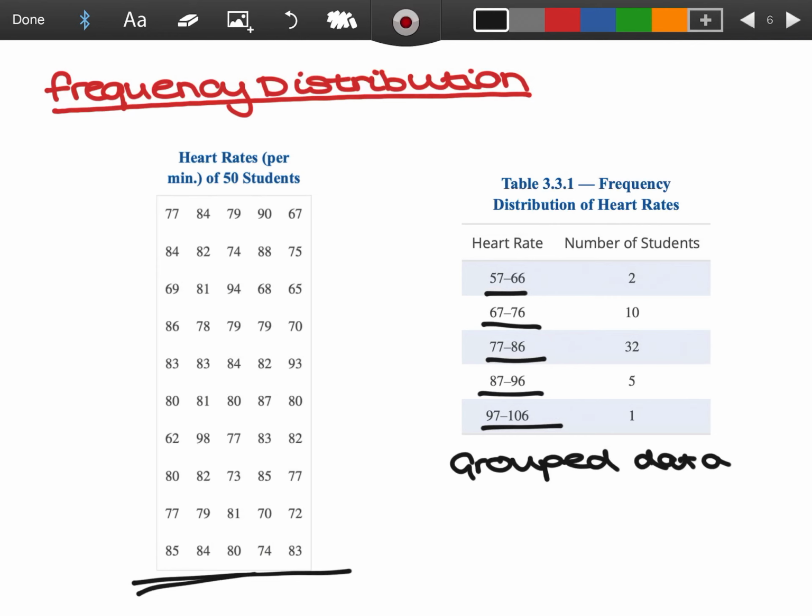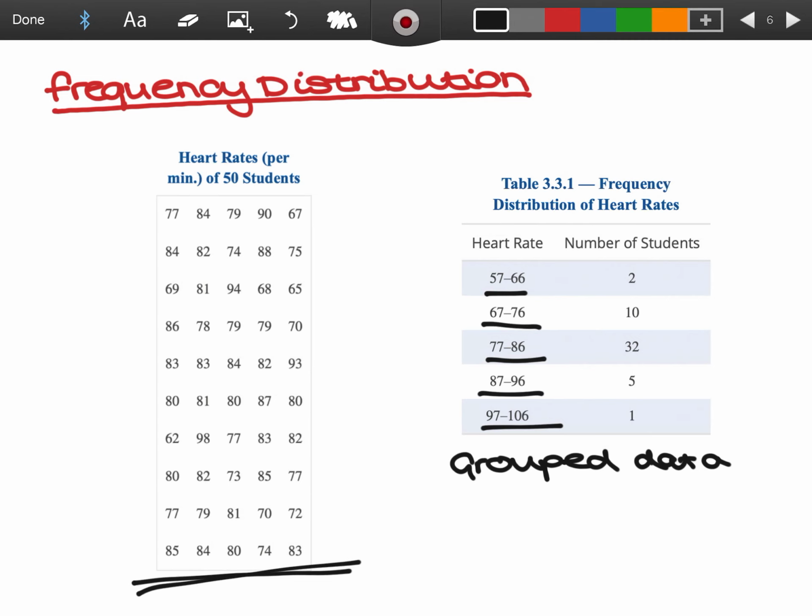So if you look through all of this data of 50 students here, you'll see 2 of them have a heart rate of between 57 and 66. 10 of them have a heart rate of between 67 and 76. And you can keep going, okay? And all you've done is counted them.